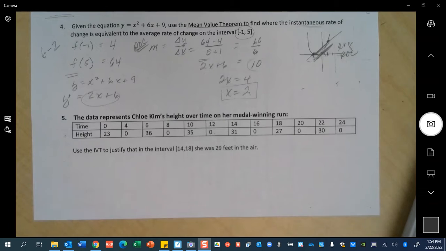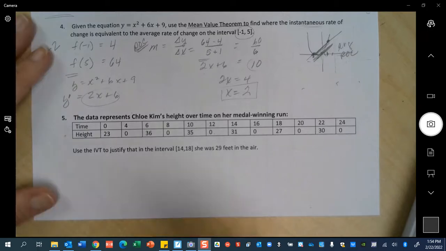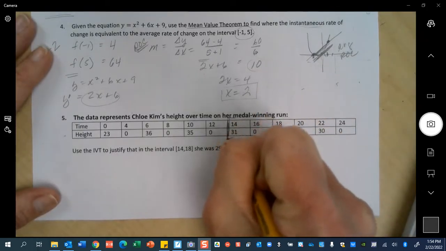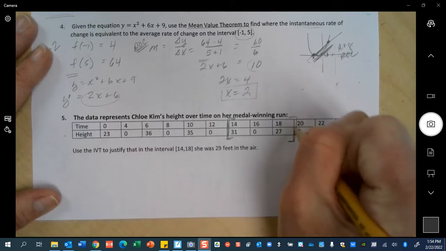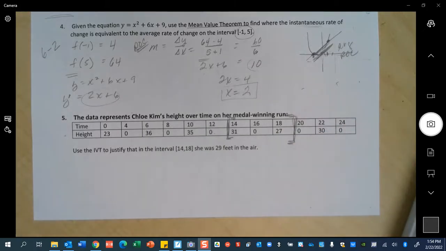As Kira did a great job explaining, the intermediate value theorem means that on any given interval, so we're talking about from 14 to 18 seconds, could you justify that Chloe Kim was 29 feet in the air? Yeah, because it's lower than that relative max, right? And so it exists. She can't go from 31 to 0 and back up to 27 without at some point in time being at 29. So the IVT is looking at those minimum and maximum values.